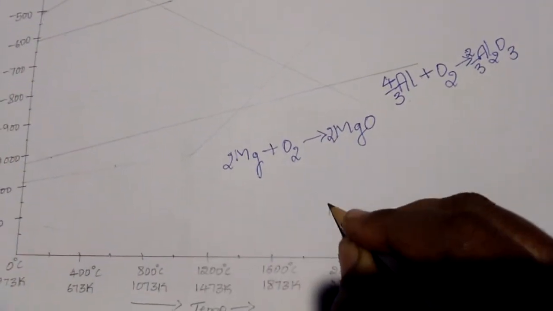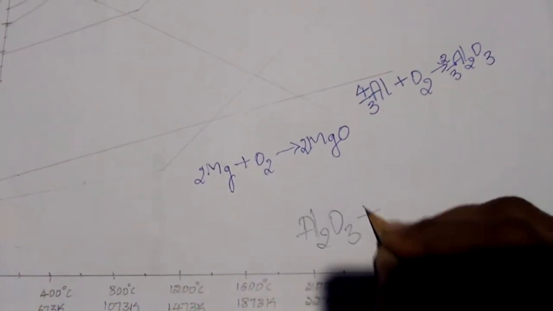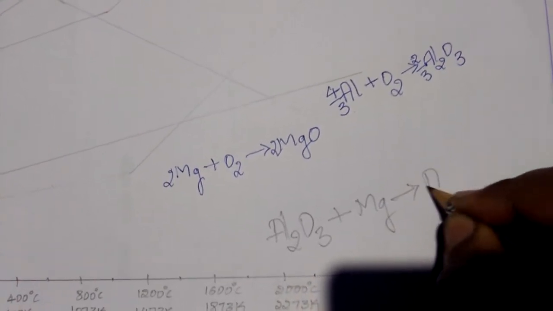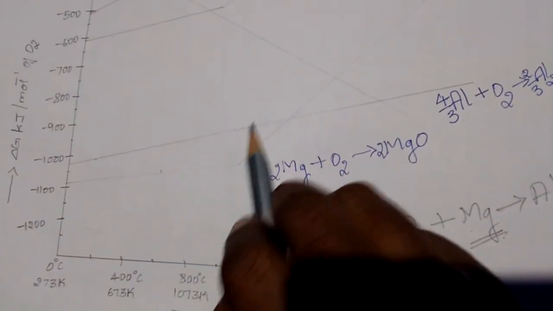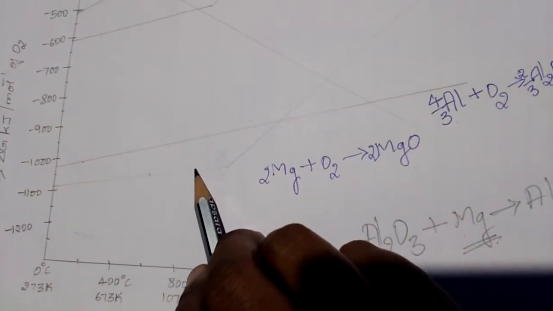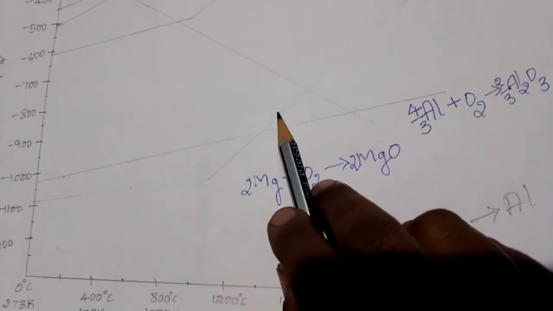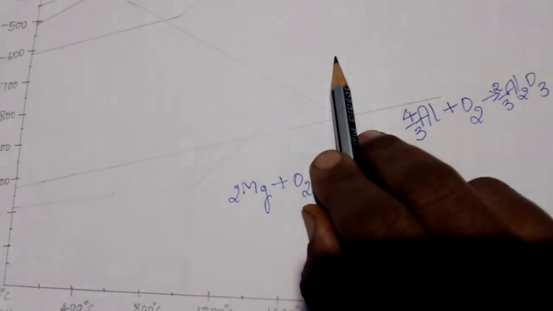So what we can do is use magnesium for the conversion of aluminum oxide into aluminum, using magnesium as a reducing agent up to this temperature, because the line is below the aluminum line. But after this temperature it is reversed, so aluminum can reduce the magnesium oxide.